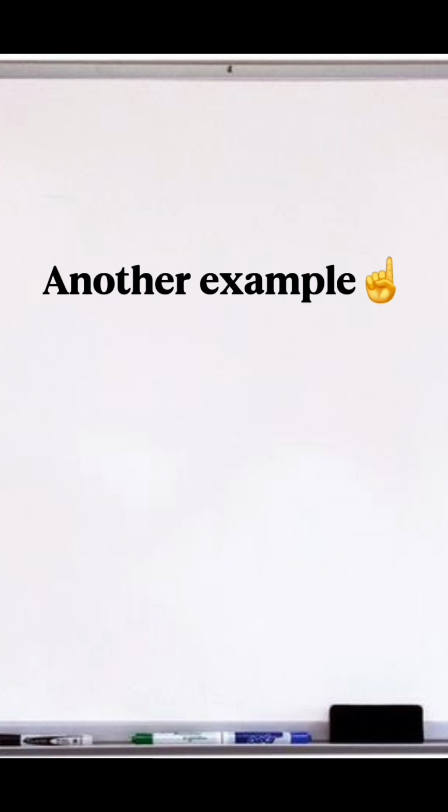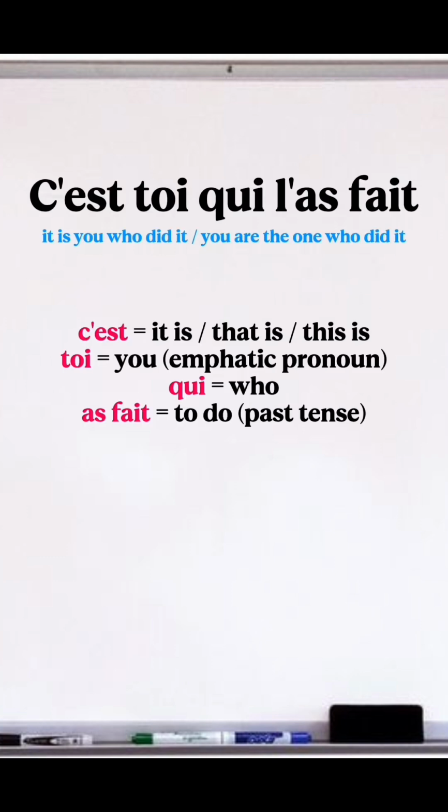Another example is if, for example, you want to say it's you who did it. You are the one who did it. You will say c'est toi qui l'as fait. So you see, this is the it is that is used to directly reference people or things, but it's not an actual proper equivalent to the pronoun it.